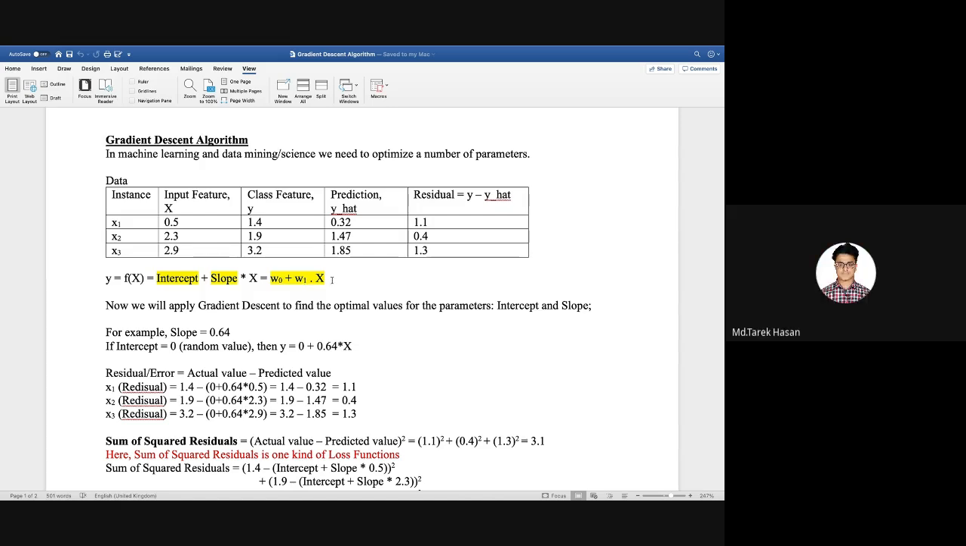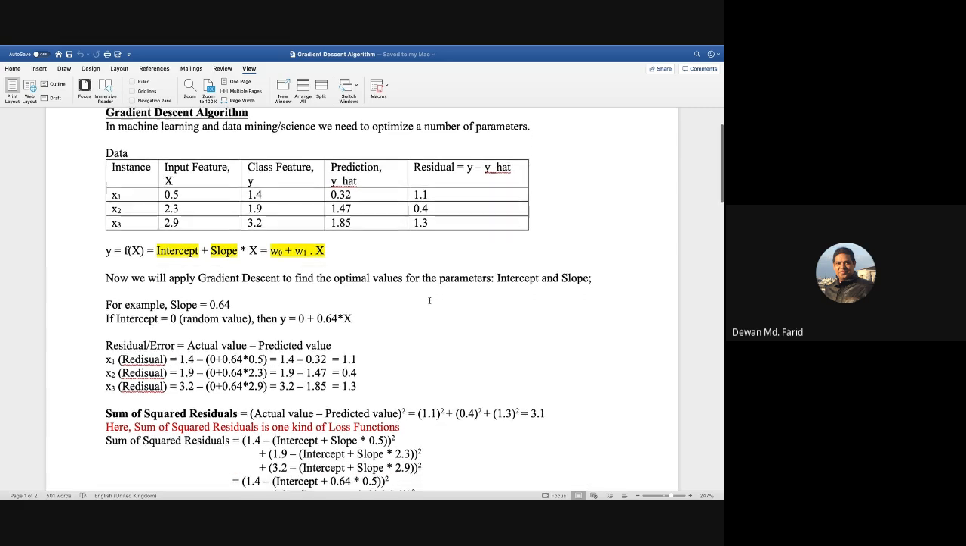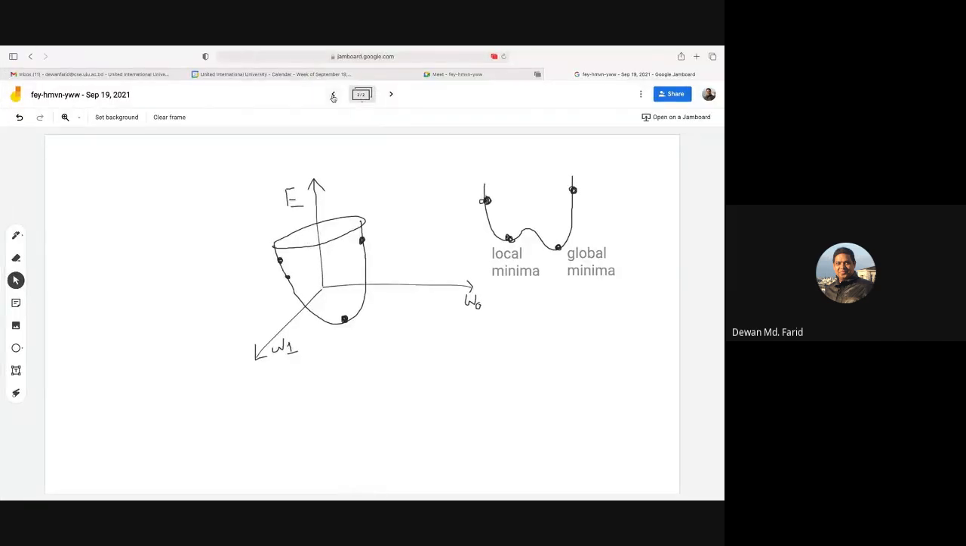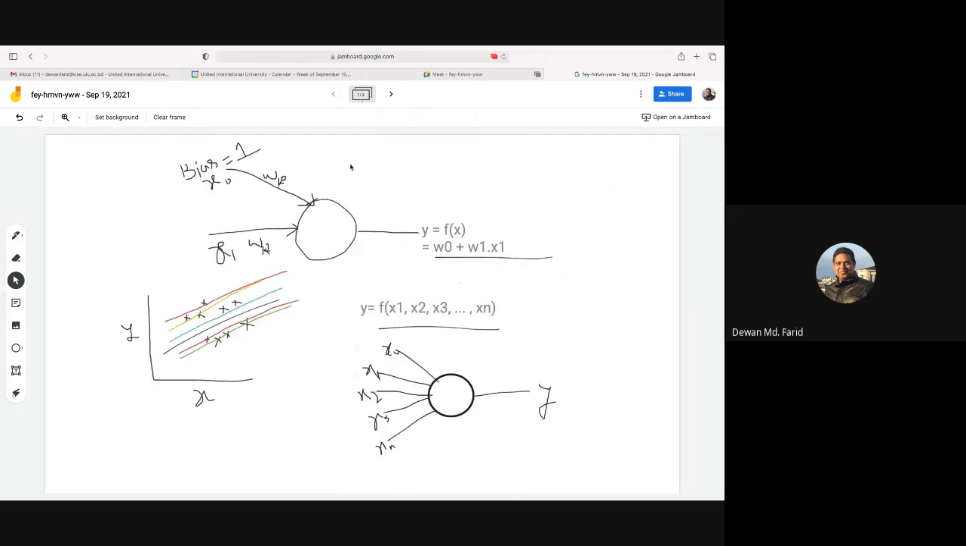Right, sir. Okay. So what we have to do is find the minimum value for w0 and w1. You can also consider w0 as an intercept and w1 as a slope. This is only for this simple example, when we have a simple neuron. But in real life, the scenario is like this.